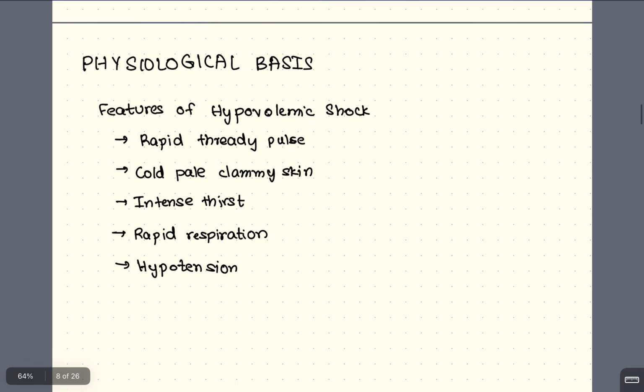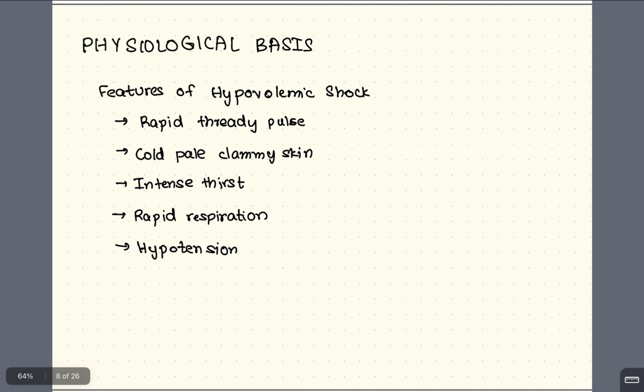Next we come to the physiological basis. This is the most important part of shock, wherein you learn the physiological basis of each and every symptom. We'll mainly be focusing on hypovolemic shock. What are the features of hypovolemic shock? Rapid thready pulse, cold pale clammy skin, intense thirst, rapid respiration, and hypotension. Now we'll be learning about the physiological basis of each of these symptoms.